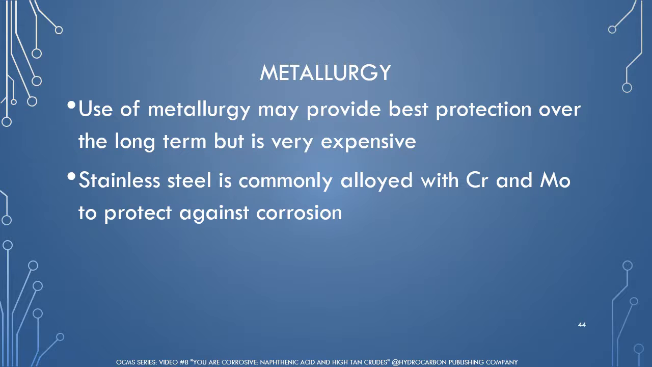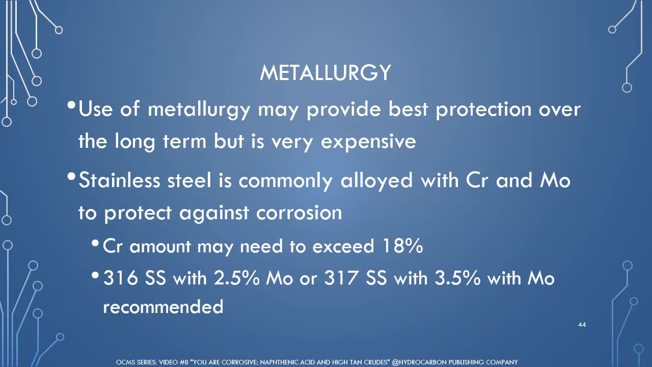According to speakers from Shell Global Solutions at a NACE conference, the amount of chromium must exceed 18% to effectively protect against NAC. According to SET Laboratories, steel molybdenum alloys that can effectively protect against NAC are 316 stainless steel with at least 2.5% molybdenum or 317 stainless steel with at least 3.5% molybdenum.